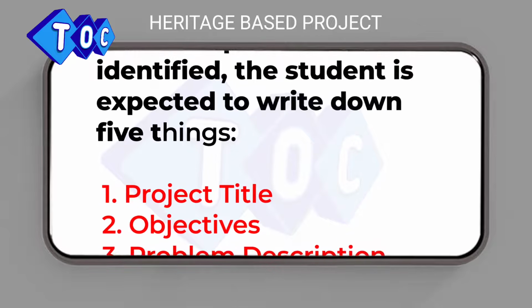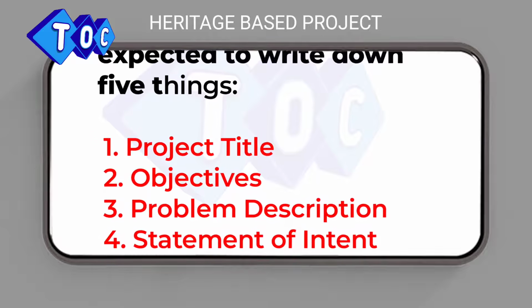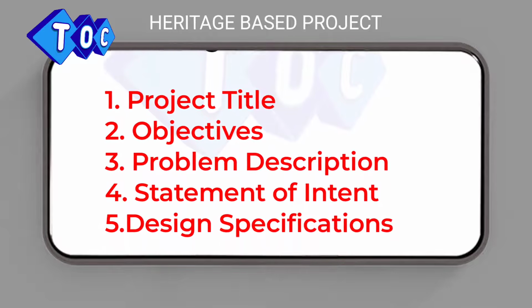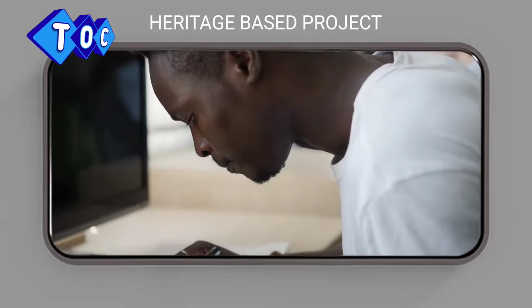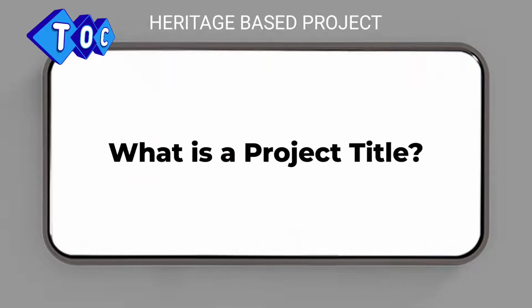Once a problem has been identified, the student is expected to write down 5 things. Number 1, project title. Number 2, objectives. Number 3, problem description. Number 4, statement of intent. Number 5, design specifications. Now let's look at how to write each item separately, starting with the project title.